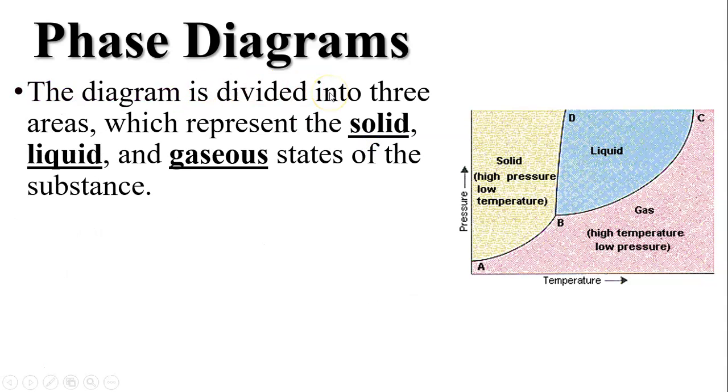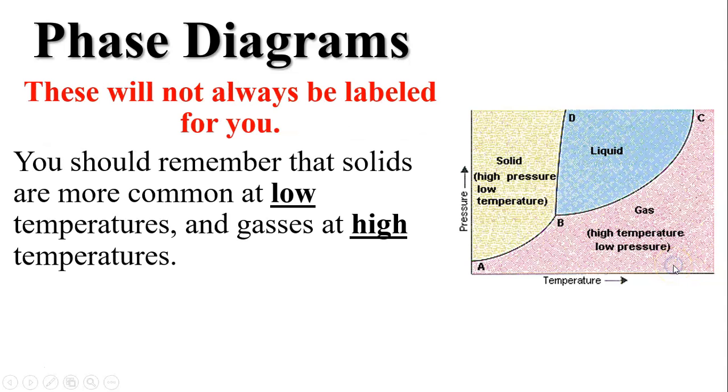The diagram is divided into 3 areas which represent solid. So here is a solid, and look, temperature's low, that's where the solid exists. Liquid's in the middle, and then gas exists at a high temperature and a low pressure. These won't always be labeled for you, solid, liquid, gas, so make sure that you know what they are.